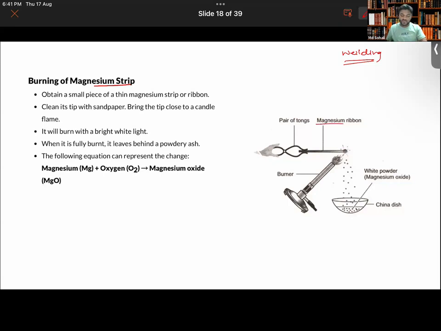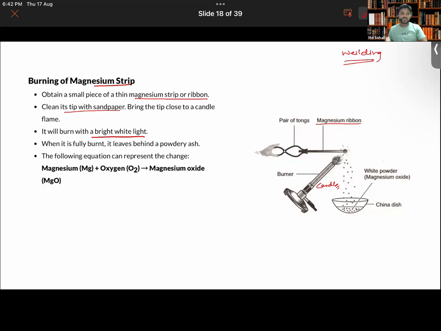So take an example here. This is your magnesium ribbon. You get a small piece of thin magnesium strip, which we can also call magnesium ribbon. You clean its tip with sandpaper. Now bring the tip close to a candle flame. Here you have brought it close to this candle flame. As soon as you start heating this magnesium ribbon, it will burn with a very bright light.